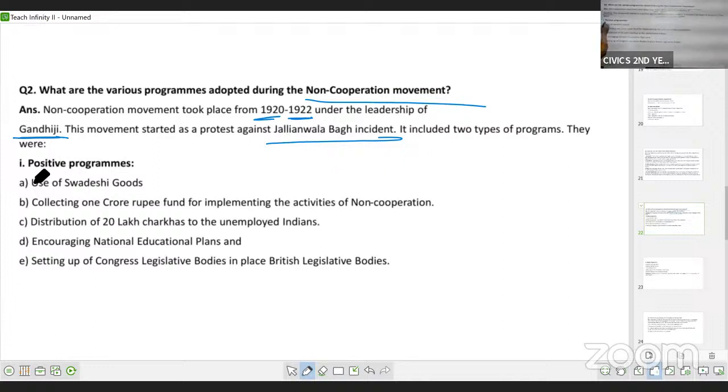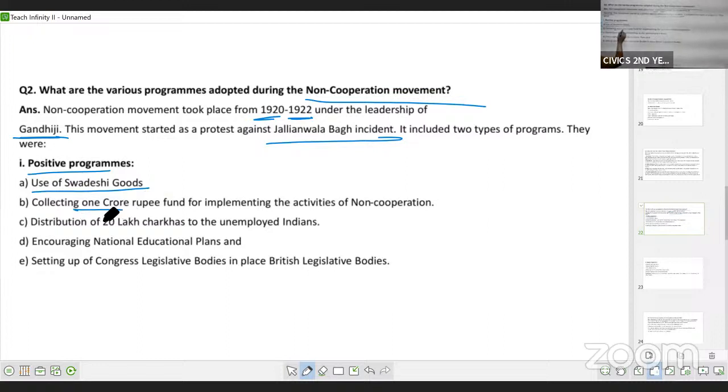One is positive program and the other is negative. Positive, which was beneficial to India, which benefited Indians, that is use of Swadeshi goods. They encouraged use of Swadeshi goods.